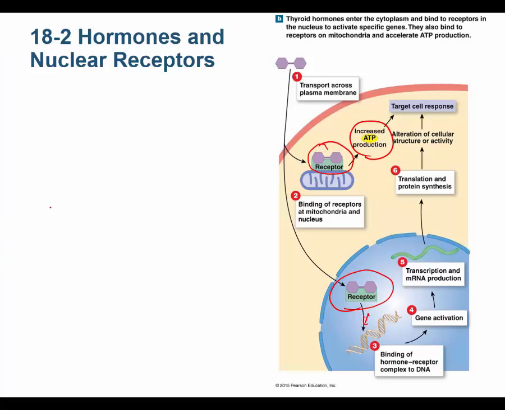So remember, thyroxine or T4 is an amino acid derivative. Most amino acid derivatives are hydrophilic, lipophobic, but thyroxine is the exception to that. It's actually lipophilic, and being lipophilic, it enters the cell and binds internal receptors.